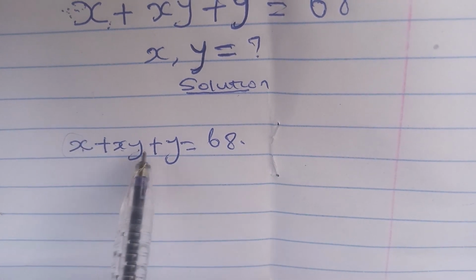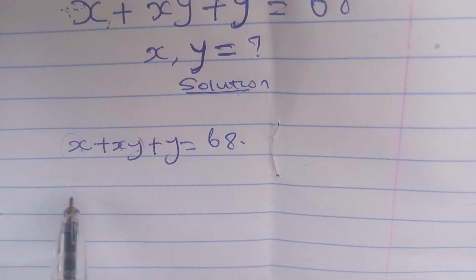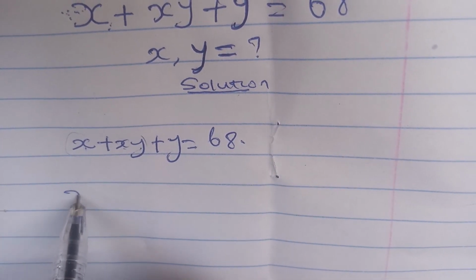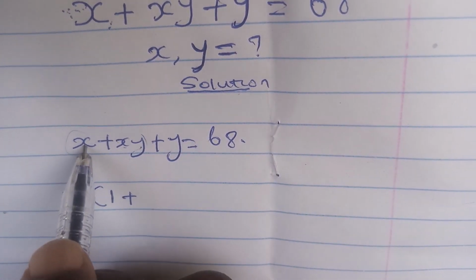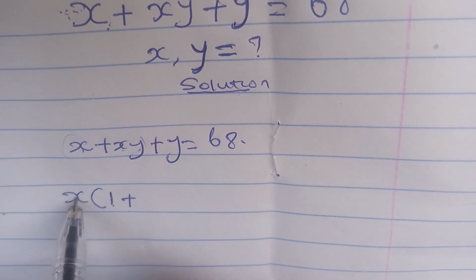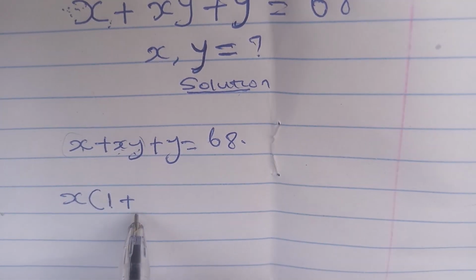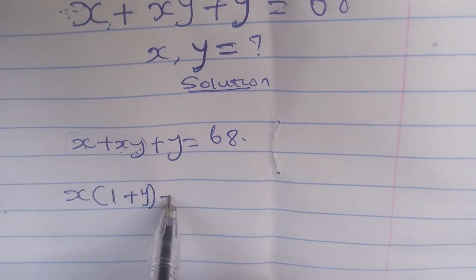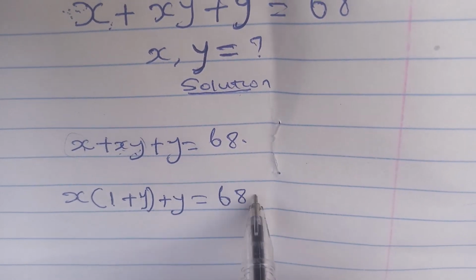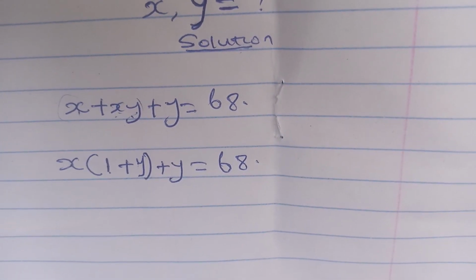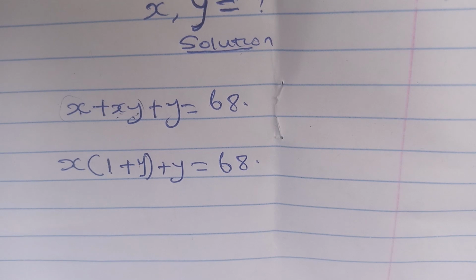In other words, we can factor out something, right? So for factoring out, we have x, open bracket, 1 plus, because x divided by x will give us 1, x divided by xy, we have y here, close bracket, plus y is equal to 68. Having done this, what then is the next step?